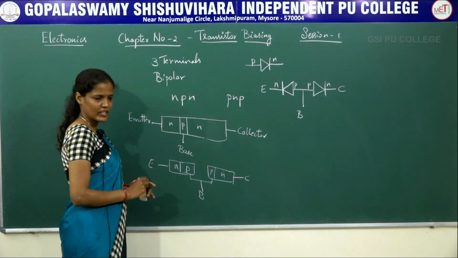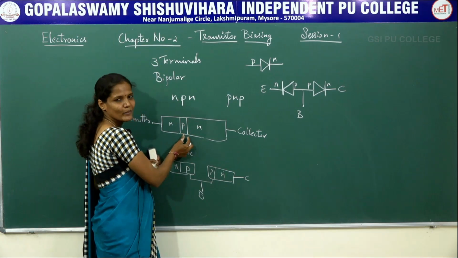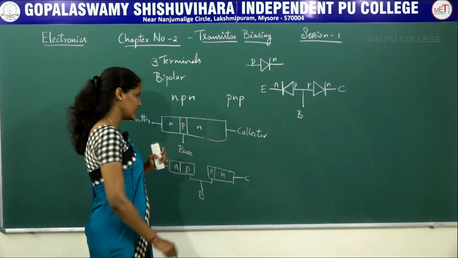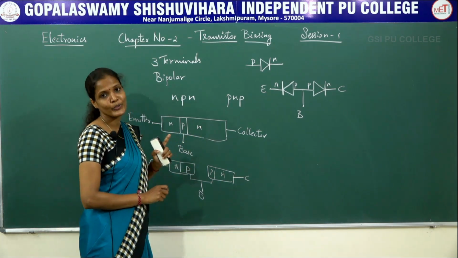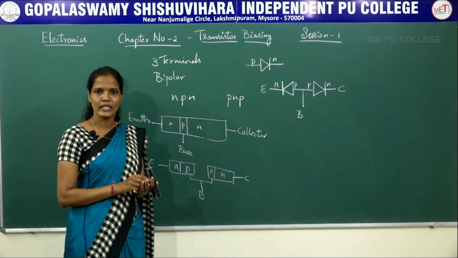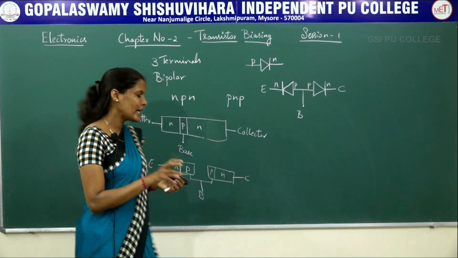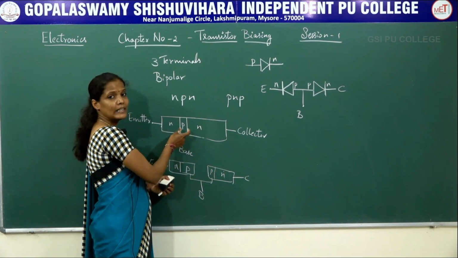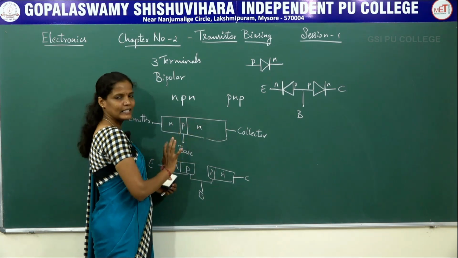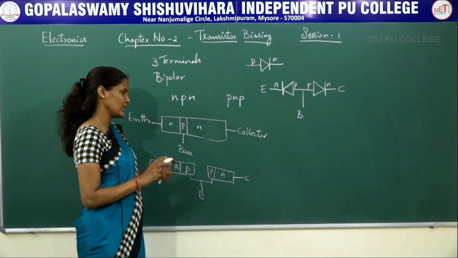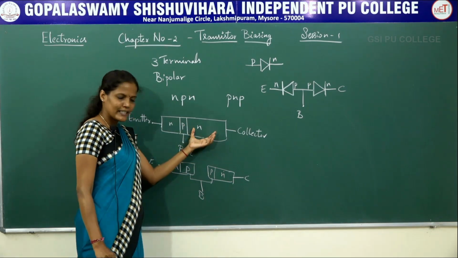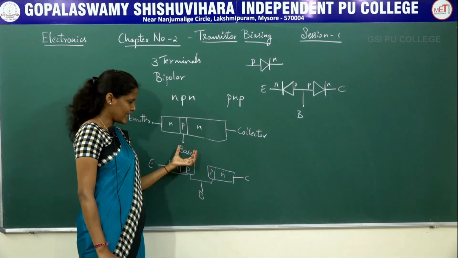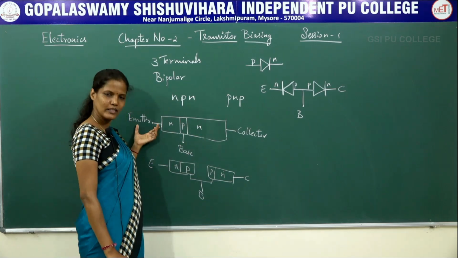So this is an NPN transistor where the P layer, or the P region, is very small in size compared to these 2 regions, that is the emitter region and the collector region. The emitter is a heavily doped region. What do you mean by heavily doped region? More impurity atoms are added to this emitter region. The base is a lightly doped region, whereas the collector is a moderately doped region. I mean to say that the number of impurity atoms added to the collector is more compared to the base region but less compared to the emitter region.